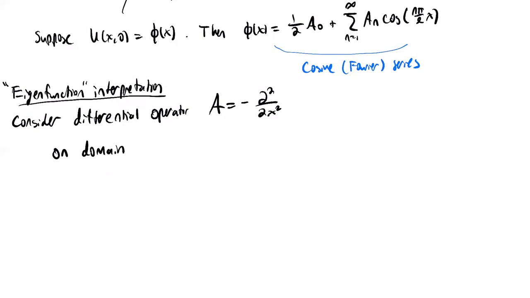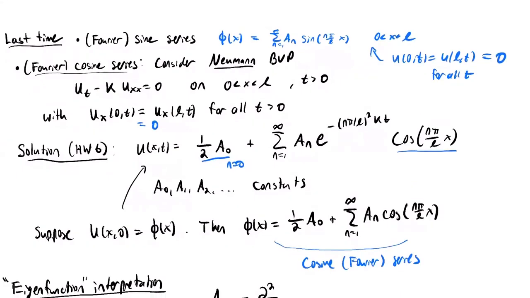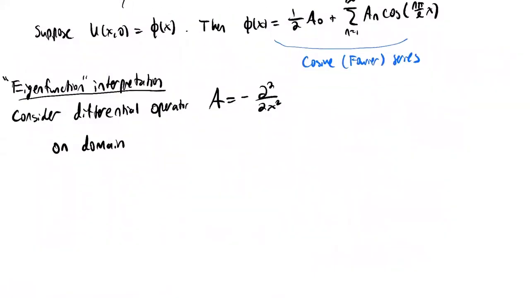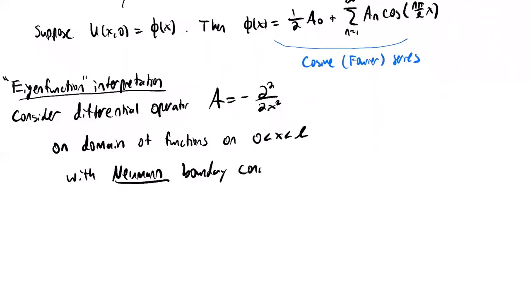The change is going to be the domain. We're no longer going to be considering this operator with zero boundary conditions as we did for the case of sine series. We're going to be considering it with Neumann boundary conditions, which is more reasonable for the Neumann PDE problem. So we're going to be considering the domain of functions on zero to L, with Neumann boundary conditions. The functions will satisfy that if I take the x derivative at zero, this should be equal to zero, and if I take the x derivative at L, this should also be equal to zero.